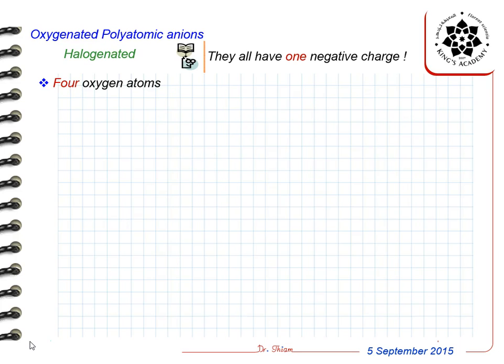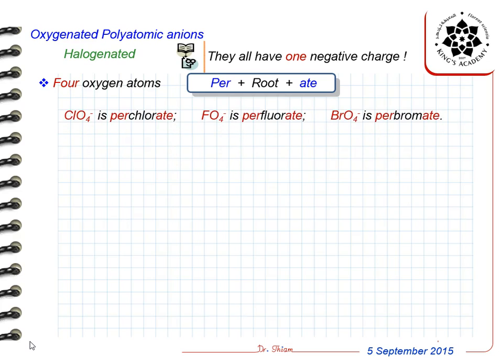Now let's start with the ones with 4 oxygen atoms. In order to name these, here is how we do it. We use the prefix per, and then we use the root of the non-oxygen element. In this case, guess what? It's going to be the halogen. And we add the suffix ate. Let's hit an example right away to clarify this.